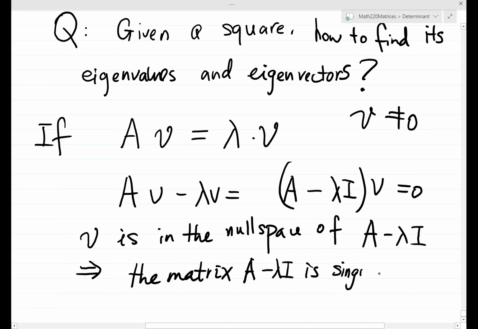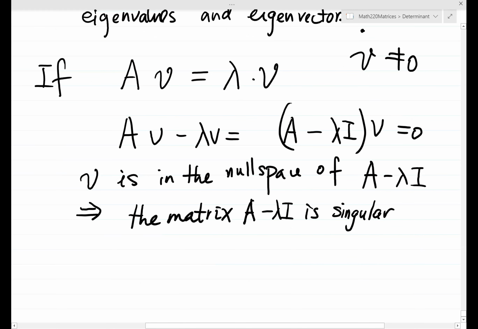Okay, this is an equivalence. V being in the null space of A minus lambda I tells us that V is an eigenvector of A with eigenvalue lambda, for non-zero vector V. So if we have a singular matrix, this tells us that the determinant of A minus lambda I is zero.